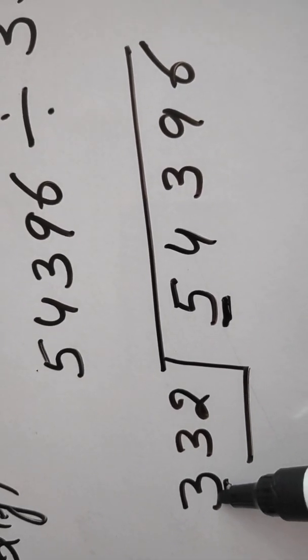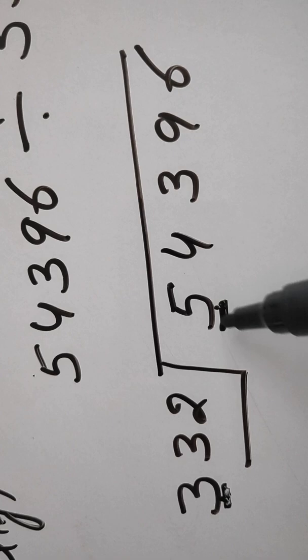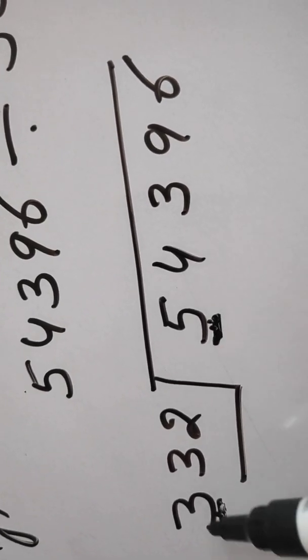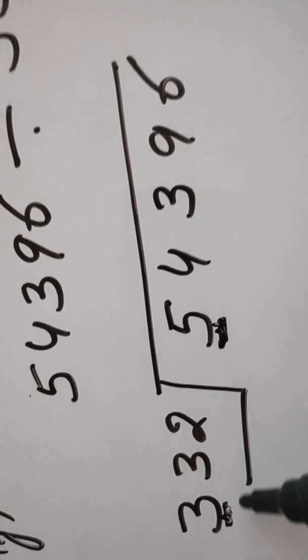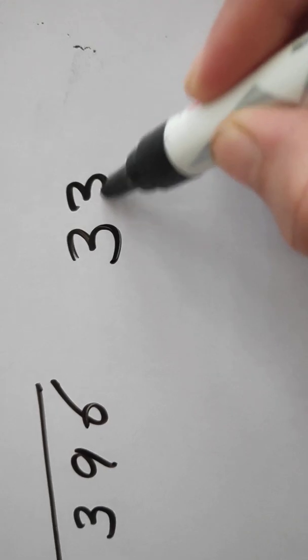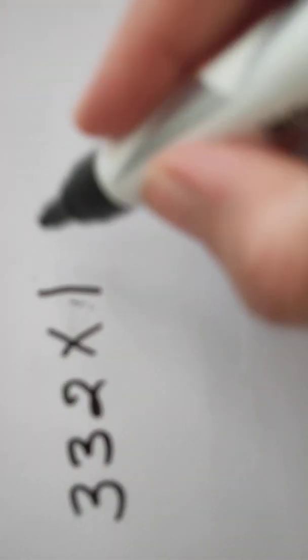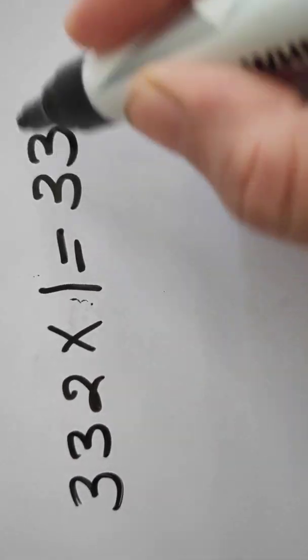Check in the table of 3 where 5 comes. 3 ones are 3, 3 twos are 6. So 2s become bigger. So it means the table goes up to 1. So we get the idea that we will multiply 332 by 1. So in a rough area we will multiply 332 by 1. We get the same number.